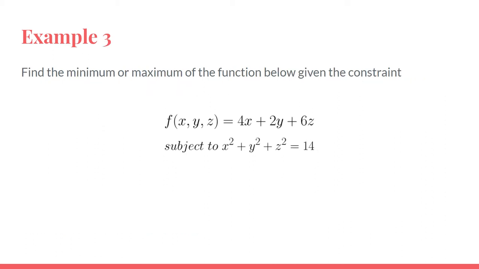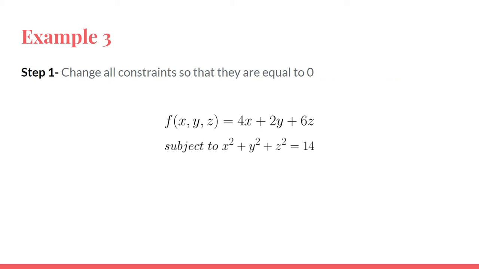Let's go on to example 3. This time, our objective function is f of x, y, z is equal to 4x plus 2y plus 6z. Our constraint is that x squared plus y squared plus z squared is equal to 14. On step 1, we will change all constraints so that they're equal to 0. This means we have a new constraint that says that x squared plus y squared plus z squared minus 14 is equal to 0.